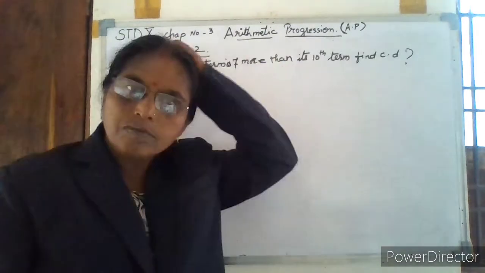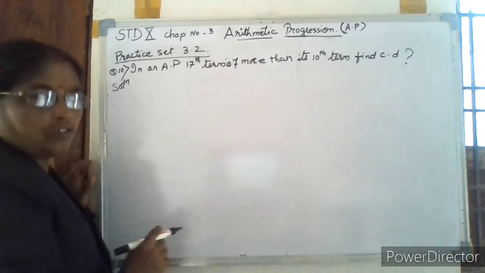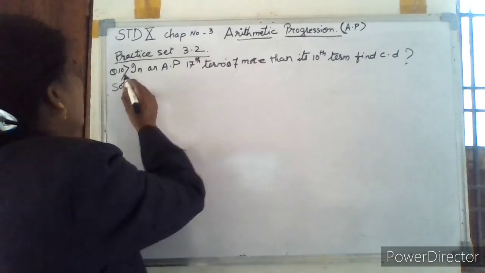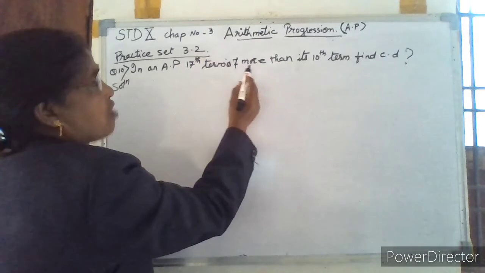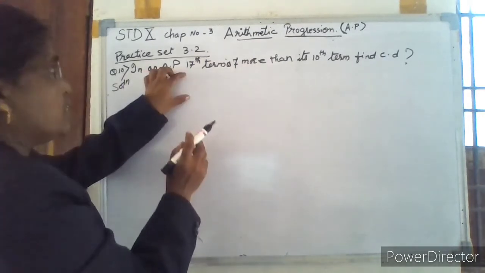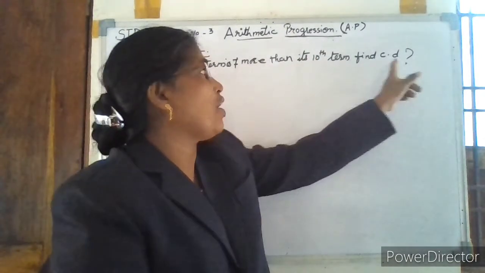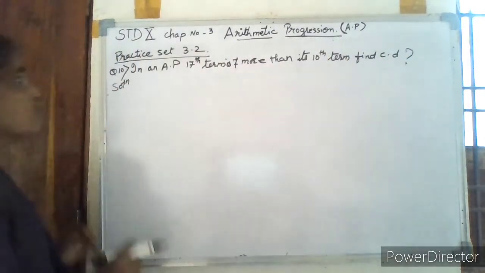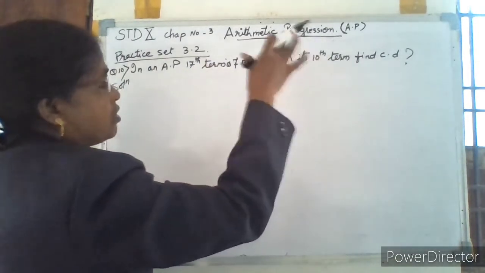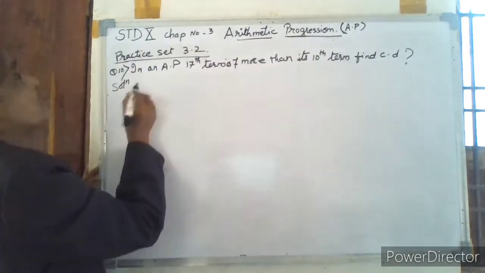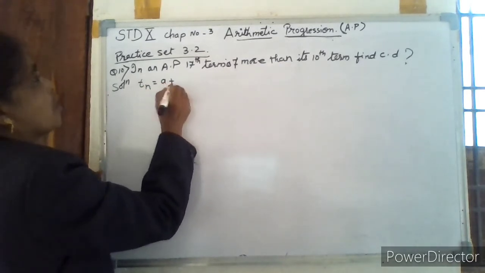So this next one will start with the 10th question. All other questions you can do by yourself. Now the question is given: in an AP, the 17th term is 7 more than its 10th term. So find the common difference. That means the 17th term value is more and the 10th term value is less.